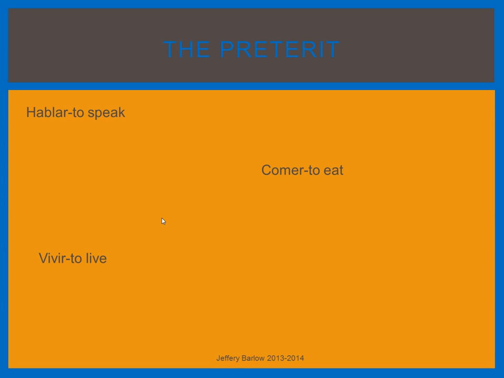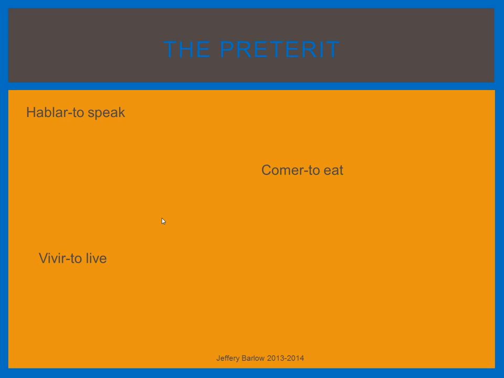The preterite tense is one of two ways to speak in the past tense in Spanish. The other, which is the imperfect, is covered in a different video, and the difference between the preterite versus the imperfect is a separate lesson as well.